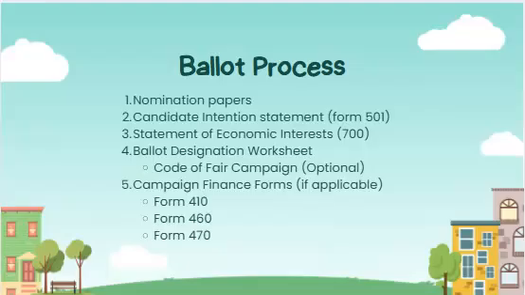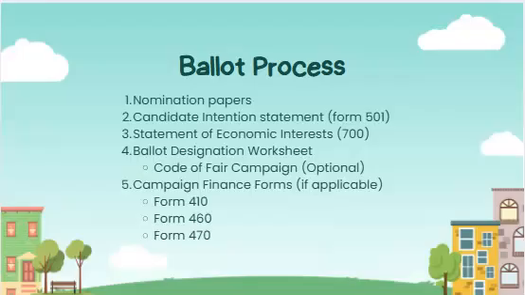Here is the ballot process. So first, it is the nomination papers. Then there is a candidate intention statement, which is Form 501. Then you must fill out the statement of economic interests, which is Form 700. And then there is a ballot designation worksheet. And then something that is optional is the Code of Fair Campaign.